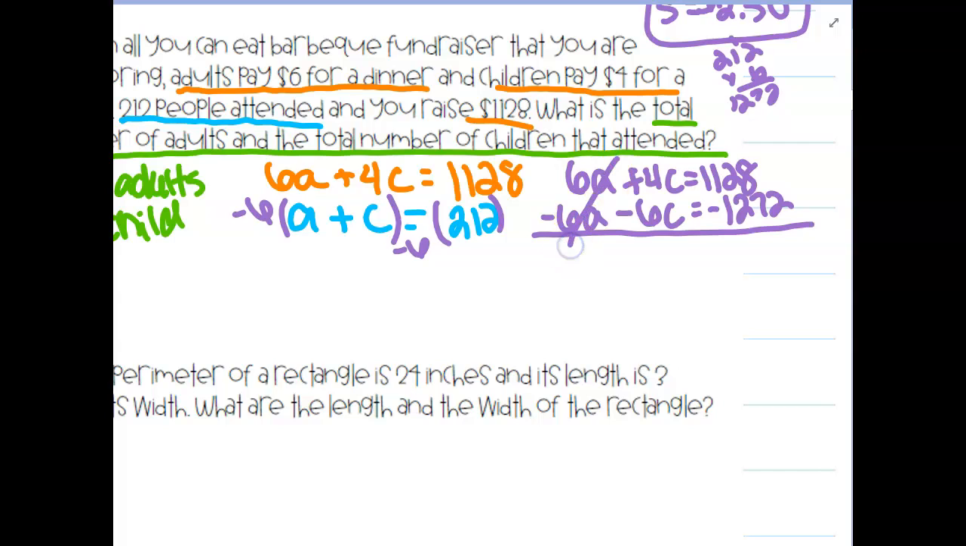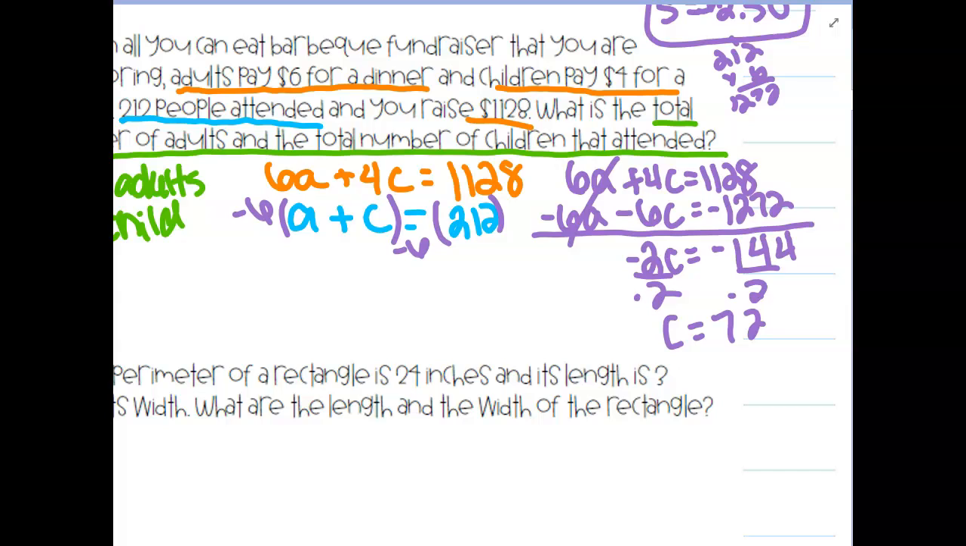Okay, the A's cancel out. 4C and negative 6C gives me negative 2C. And then 1,128 minus 1,272. I need help on this one. If you don't mind. 1,128 minus 1,272. 144. Negative 144. Awesome. Divide by negative 2, and we should get C equals 72. 72 what? Children. Yeah, there were 72 children at the barbecue.